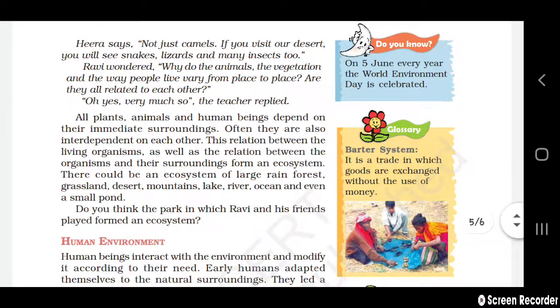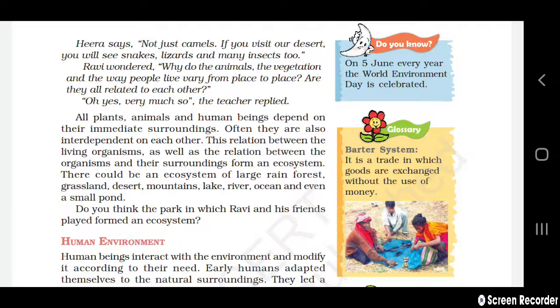Here again, not just camels. If you visit our deserts, you will see snakes, lizards, and many insects. When you go to a desert, you can see camels, and not only camels, but also snakes, lizards, and many other insects that are found in the deserts.